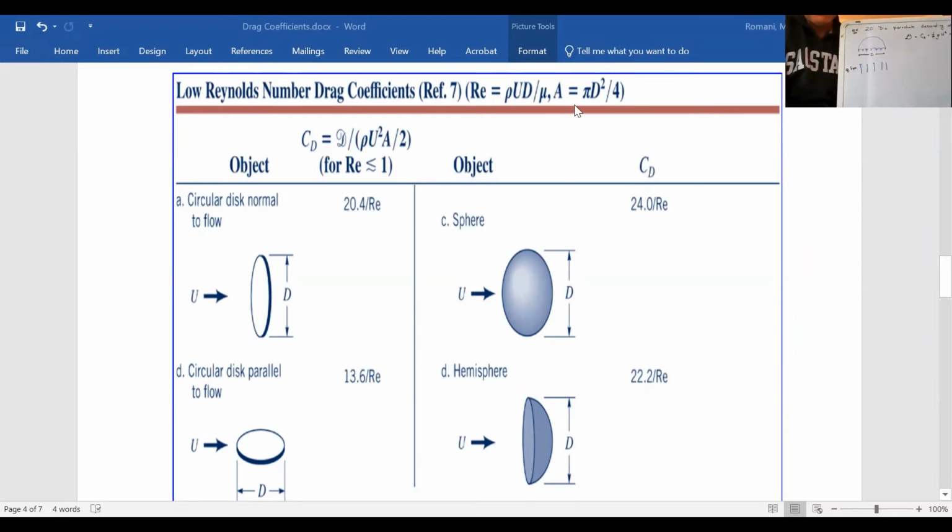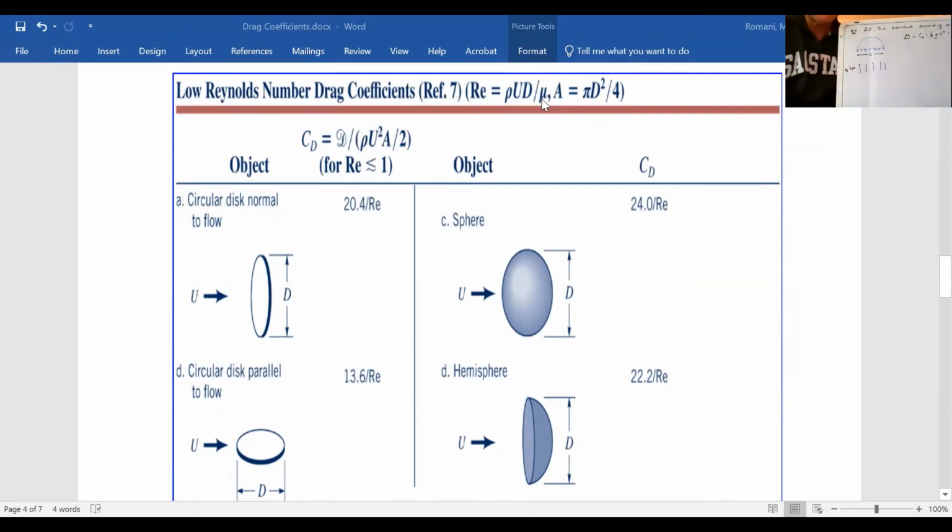Area, pi d squared over 4. That's the area we would see. That's the frontal area, if we were looking up at the parachute from below. Okay, but what about this here? It says it's for low Reynolds numbers. This is for low Reynolds numbers. So the Reynolds number is going to be rho u d over mu. Is that going to be small?